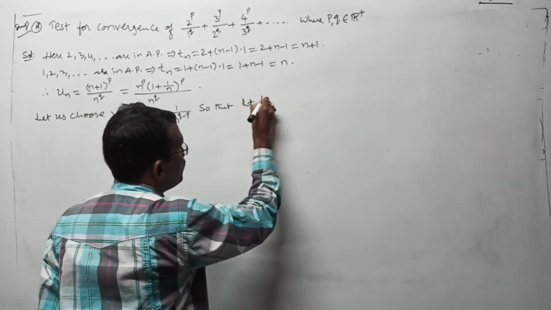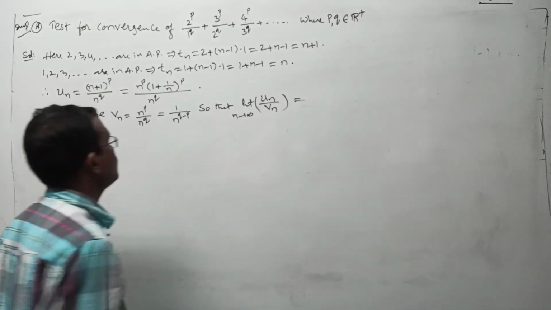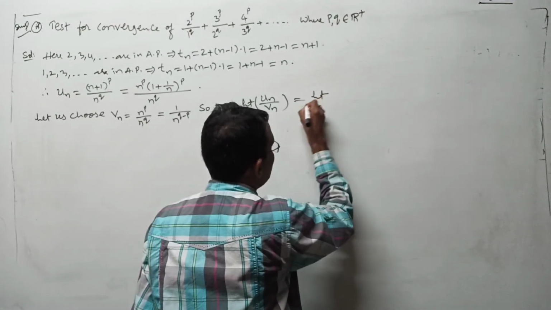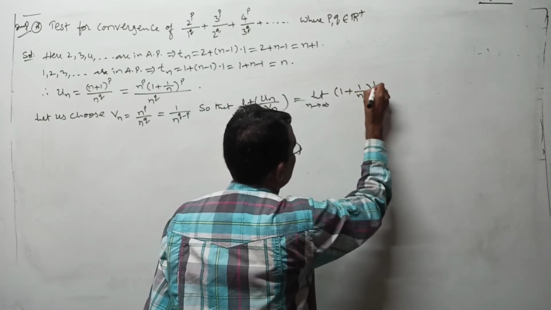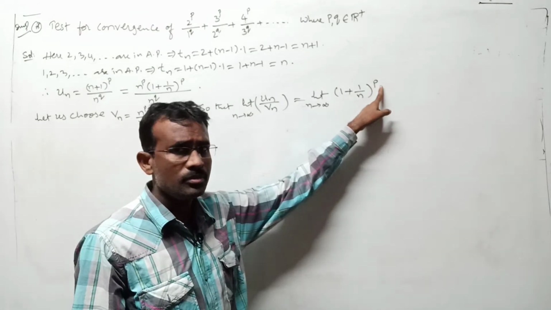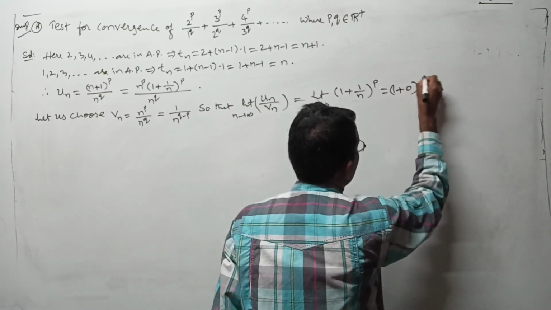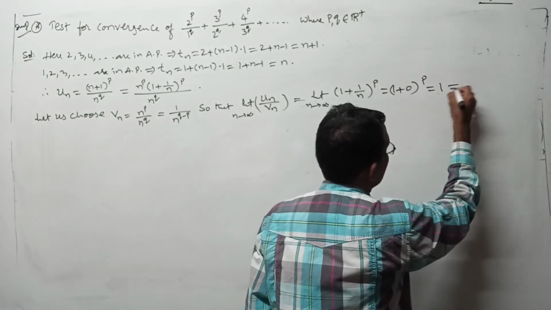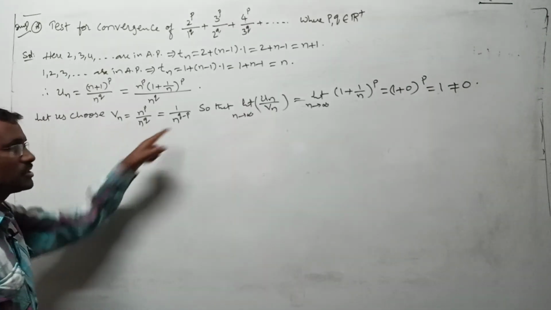So that limit of un by vn as n tends to infinity, is what? Once concentrate. un by vn means what? These two things get cancelled. Then here it is limit as n tends to infinity of 1 plus 1 by n whole power p. Here basically p is one constant number. If you apply the limit inside, it is 1 plus 0 whole to the power of p, because as n tends to infinity, 1 by n tends to 0. It is 1 power p, which is what? 1. 1 power p is always 1 and it is not equal to 0. So this selection is correct.